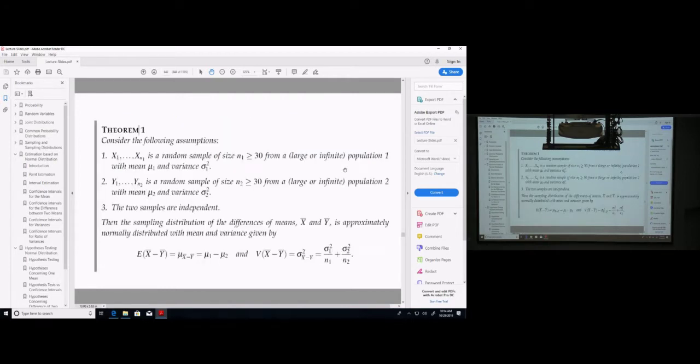So we consider the following situation. Basically, we have two populations. From one population, I'm going to take a random sample of size n1. Let's say back to the flipped class, I recruit n1 students to do the flipped class. And then I also recruit n2 students of similar profile to do the traditional lecture tutorial class. So I will have x1 up to xn1, which is the measurement at the end of the program.